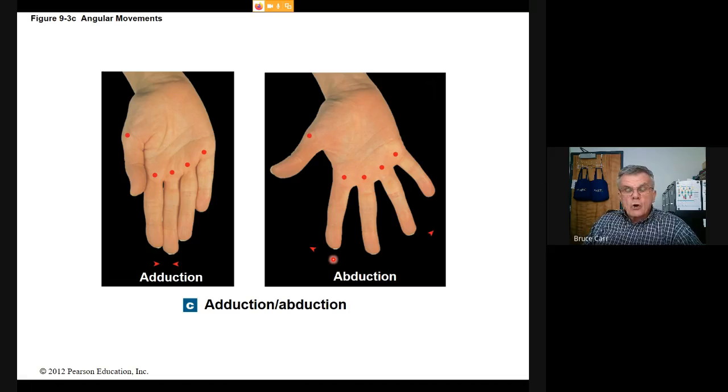We can also recognize there's a midline here in the appendage, right through the number 3 digit. If we spread away from that midline, we are abducting. If we return back toward that midline, this particular movement would be called adduction.